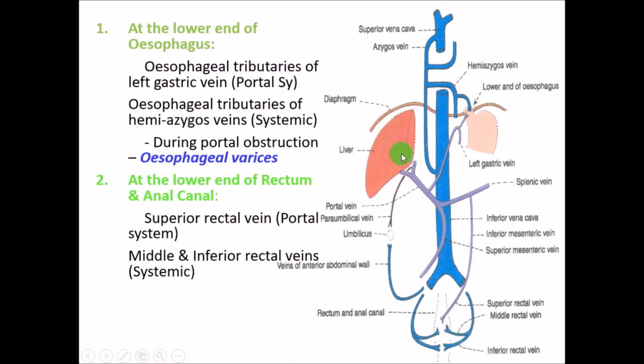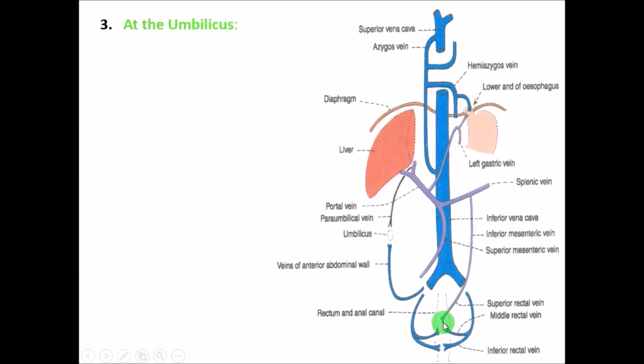So in case of portal obstruction and increased pressure in the portal vein, it leads to a condition called internal rectal piles. The blood starts flowing in the reverse direction and tries to flow through the systemic vein. In this condition, there will be increased pressure here, and then it starts bleeding, which is called internal rectal piles. Okay, so this is the second site of portacaval anastomosis. One is the lower end of the esophagus, the second is the lower part of the rectum and anal canal. The third is near the umbilicus.